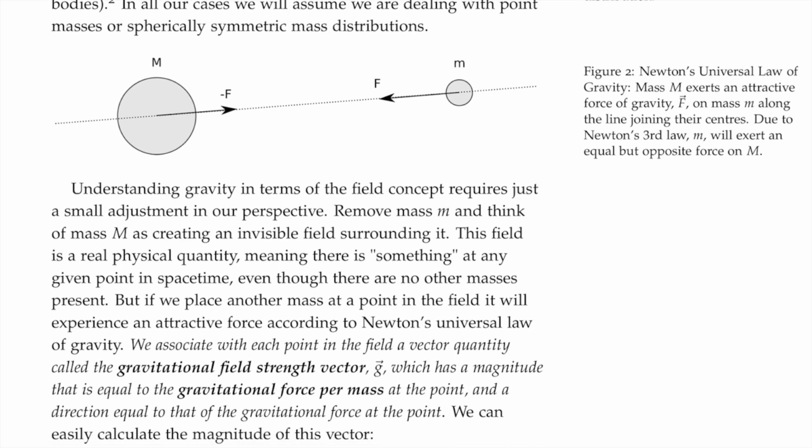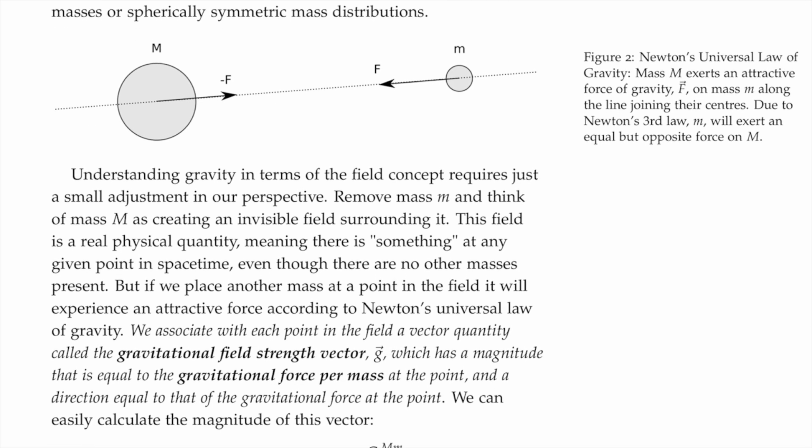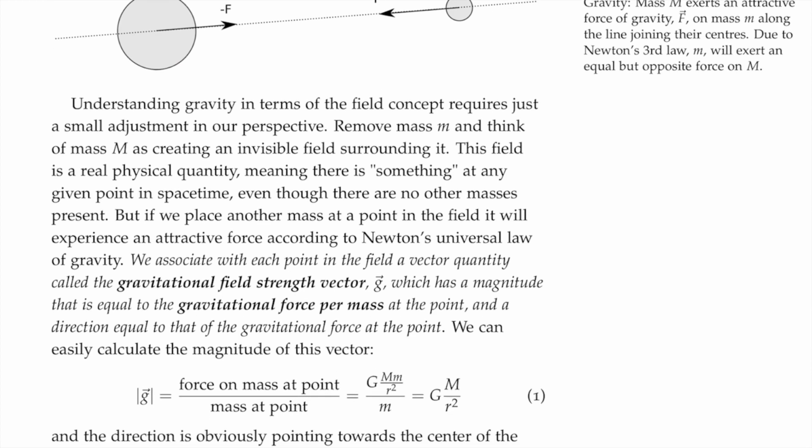So how do we understand gravity in terms of the field concepts? Well, we just need to adjust our perspective a little bit. So imagine little mass m being removed, and think of the big M as creating this invisible field surrounding it. And so there's actually something there, right? At any given point in space-time, there is a field present. Even though there are no other masses there, there is still a field.